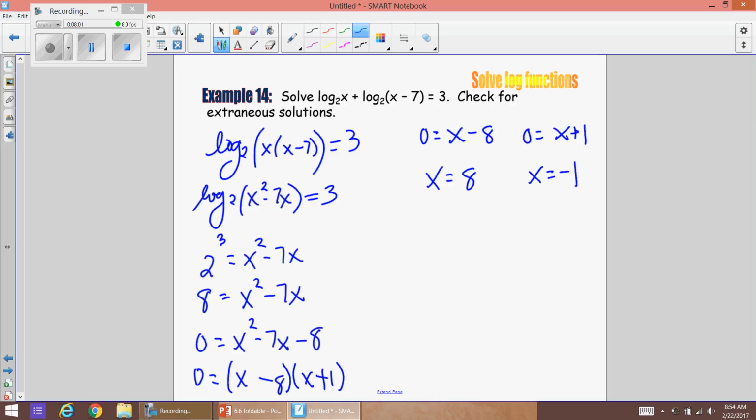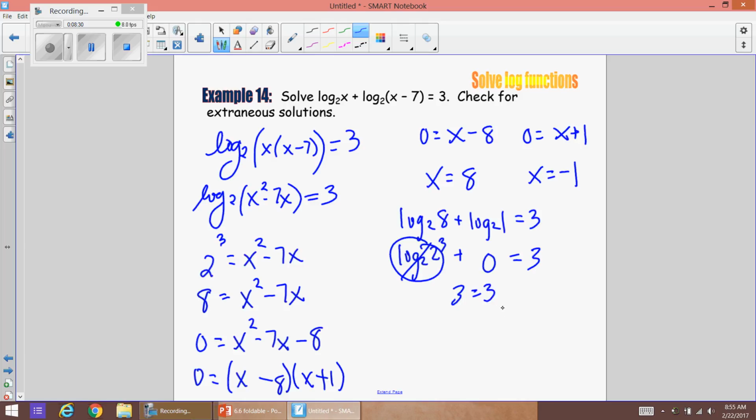Now I plug them in to check them. Log base 2 of 8 plus log base 2 of 1 equals 3. Well, this is like saying log base 2 of 2 cubed plus, now what is log base 2 of 1? Come on, remember your rules. What is it? It's 0. And then look at that. Log base 2 of 2 cancels, and sure enough, 3 equals 3, so 8 checks.